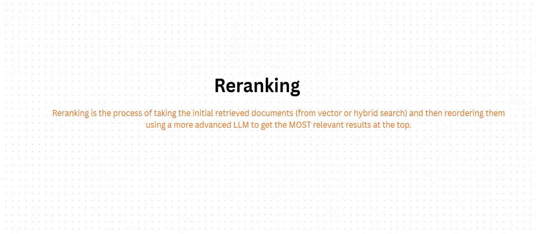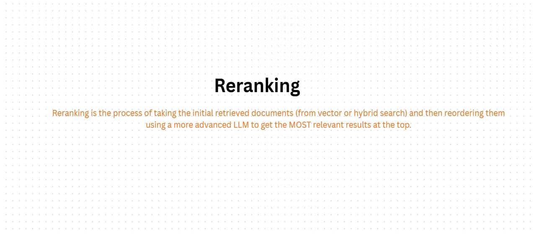So now let's move to the next advanced RAG concept, that is re-ranking. So basically, re-ranking is the process of taking the initial retrieved documents from vector search or hybrid search and then reordering them using a more advanced model, usually an LLM or a dedicated semantic ranker. Think of it as a final quality check to ensure the most relevant document appears at the top before the answer is generated. So why do we need this re-ranking?